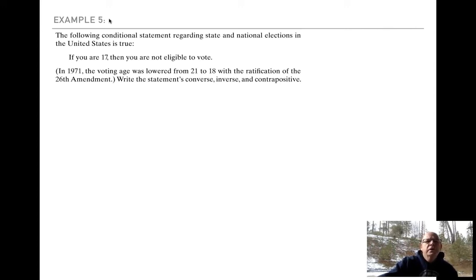So let's look at these statements, okay? First of all, again, we have to be careful with this one because it's got a not in it already. So we're going to take the hypothesis to be you are 17, and we're going to take the conclusion to be you are eligible to vote, okay? This original statement happens to have a not in it, so we need to be careful with that. But that's our hypothesis and conclusion right here, okay?